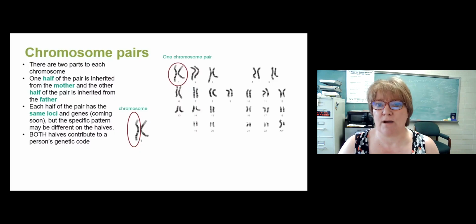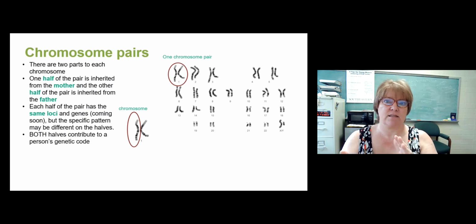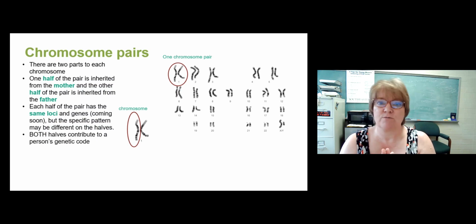So let's talk about a chromosome pair. Again, we have 23 pairs, but one particular chromosome consists of a pair of 2 different chromosomes. One chromosome is inherited from the mother, the other chromosome is inherited from the father. And so each half of that pair has the same loci and genes, but they might be different. So both of them might have the gene for eye color, but one chromosome might be coding for green eyes and the other one brown eyes. And overall, both of them contribute to the fact that probably you'd have brown eyes. So this is just the overall idea of what is in a chromosome.